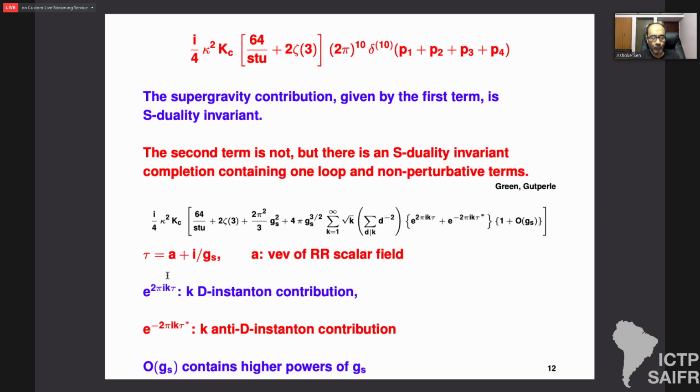So here e to the 2 pi tau is A plus I over GS. So A is the vacuum expectation value of the Ramond-Ramond scalar. GS I have already introduced as the string coupling. And e to the 2 pi I k tau, these terms are contributions from k D-instantons. And e to the minus 2 pi I k tau star are the contribution from k anti D-instantons. And here you see a whole series expansion in GS. These are corrections on top of a given instanton. So there's a power series expansion in GS for each instanton.